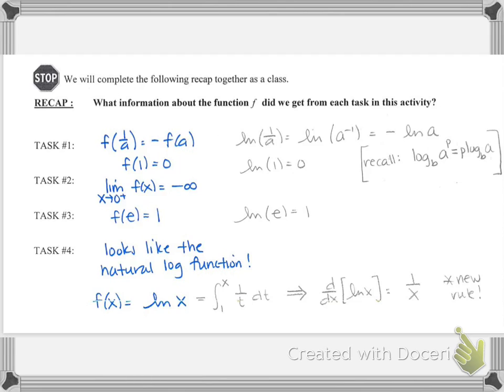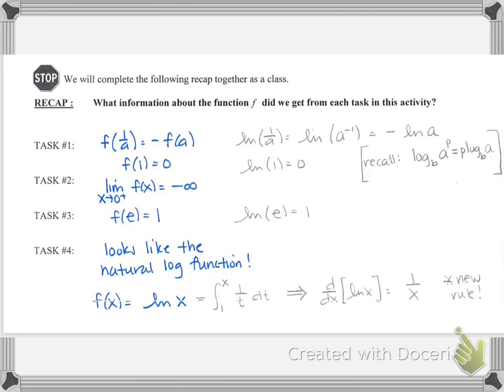Didn't really talk about that. The limit as x approaches 0 from the right is negative infinity. When I plug in e, I get 1. And then the graph itself looks like the natural log function. And actually, that's exactly what this function is. It's just the integral definition of the natural log function.